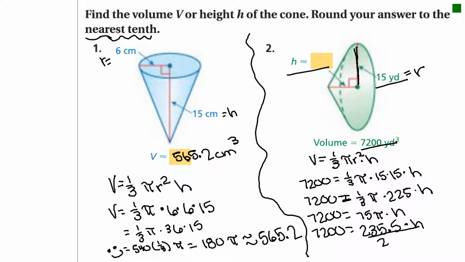How do you undo the multiplication? You divide by 235.5, divide by 235.5, and h approximately equals, because we approximated the pi, 7,200 divided by 235.5, which is approximately 30.6. So about 30.6 yards is how tall this cone is.